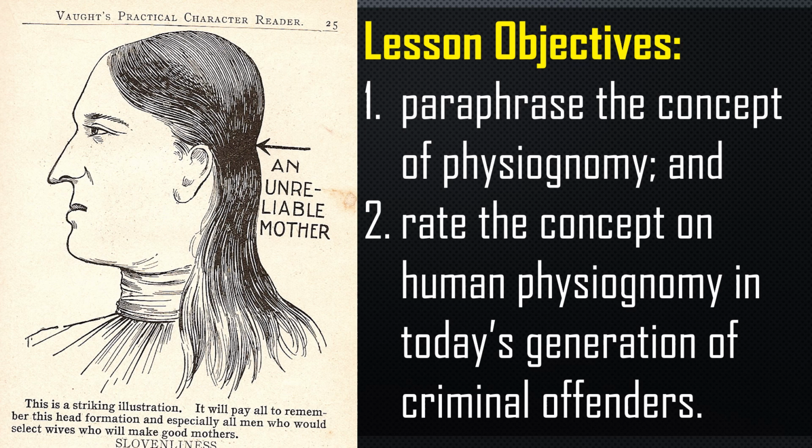And today we will be discussing physiognomy in relation to crime causation. The objectives of this lesson are to enable you to paraphrase the concept of physiognomy and at least to rate the concept of human physiognomy in today's generation of criminal offenders, meaning whether this theory of crime causation is still observable in our time.